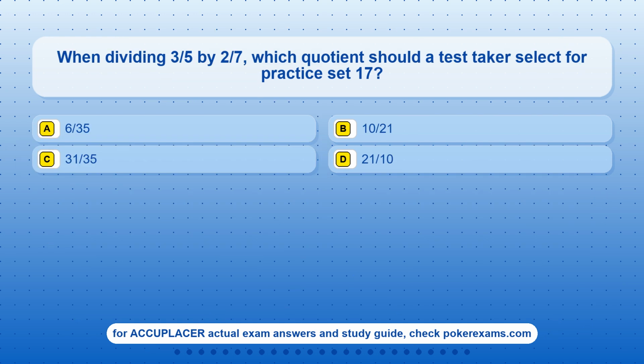Question 12. When dividing 3/5 by 2/7, which quotient should a test taker select for practice set 17? Option A 6/35, option B 10/21, option C 31/35, option D 21/10.